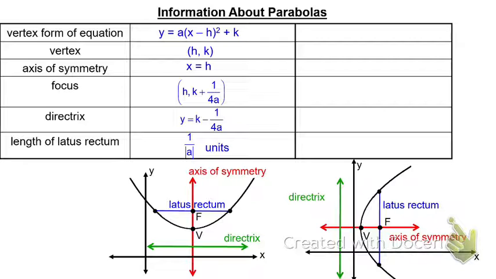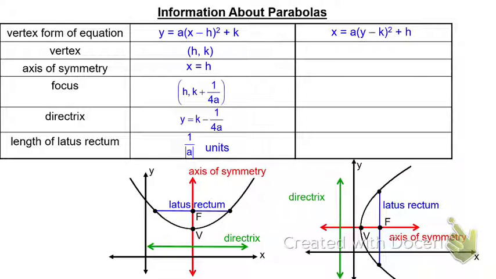Now, what if instead it's an inverse parabola? It's going to look a little bit different, but you're going to see a lot of similarities in the equations. Instead of y equals something times x squared, we're going to get x equals something times y squared. So if we put it in transformation form, it's going to look like this: x equals a times the quantity y minus k squared, plus h.